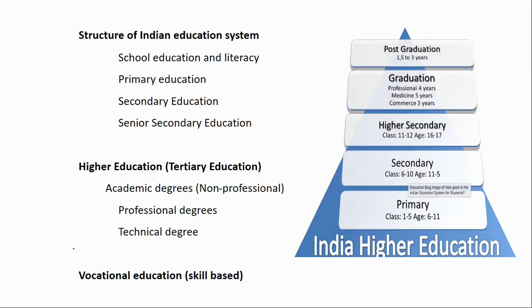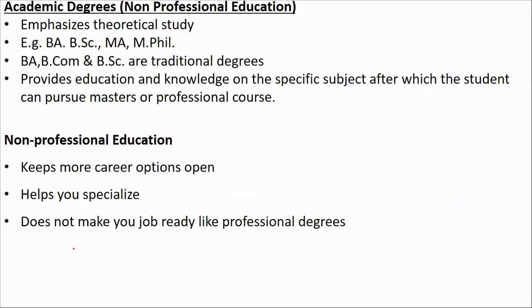Now let's understand one by one. In one of the sessions we had a question on this also. Then academic degrees, that is non-professional education, and professional education, which we'll be seeing. When we talk about academic degrees, there is an emphasis on theoretical study, with courses like BA, BSc, that is Bachelor's in Arts, Science, Master's in Arts, Master's in Philosophy. These traditional courses provide education and knowledge on a specific subject, after which the student can pursue his master's.